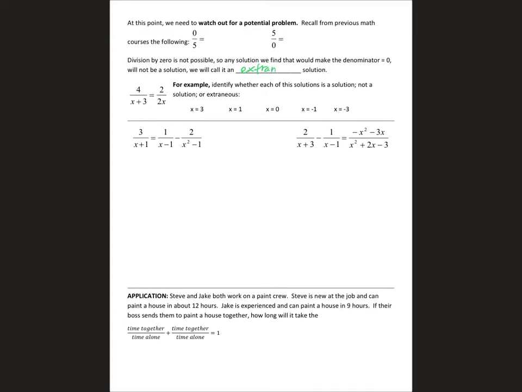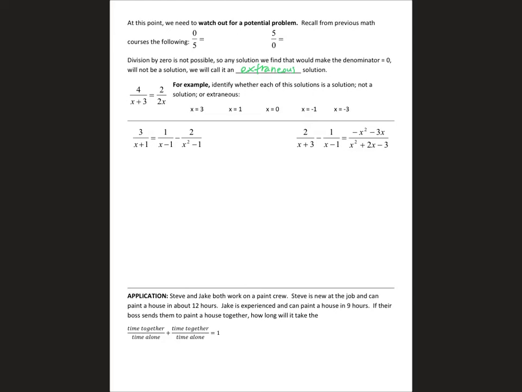And this word should sound familiar, as we used it when we were dealing with radicals as well. Remember, extraneous solutions in radicals were where, after you checked it, it didn't work, okay? In this case, we don't actually have to check it. All we have to do is, if the solution that we get matches our excluded value, we know that solution obviously would not be true, okay? So it says, for example, identify whether each of the solutions is a solution, not a solution, or extraneous, okay?